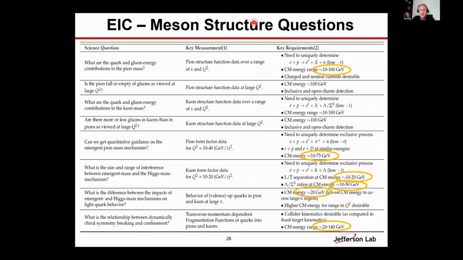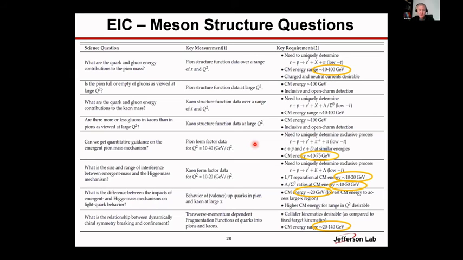Now, if you can do this Sullivan process, there's much more you can do. You can measure this pion structure function over a large range of x and Q squared. You can see what the quark and gluon energy contributions to the pion mass are, and this is in the mass sum rule. It's not the leading twist mass, it's in that sum rule. Is the pion full or empty of gluons? Are there more or fewer gluons in the kaons than the pions? What are the quark and gluon energy contributions to the kaon mass? These are the measurements you need to do, to tag that Sullivan process and determine what energy range is best to do it.